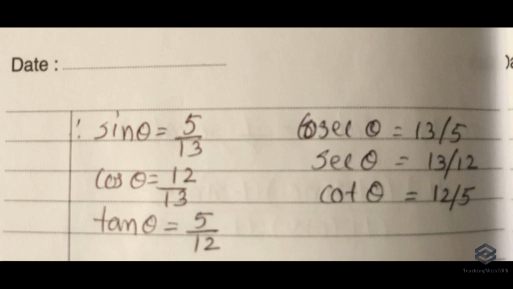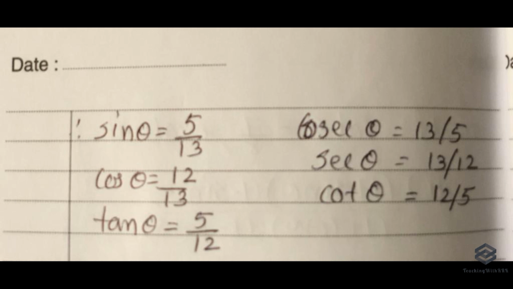First one, inverse of sin theta. 1 by sin theta is cosec theta. Here sin theta 5 by 13. Therefore cosec theta is 13 by 5. Sec theta is 1 by cos theta. Therefore 13 by 12. Cot theta is inverse of tan theta. That is cot theta equal to 1 by tan theta equal to 12 by 5.